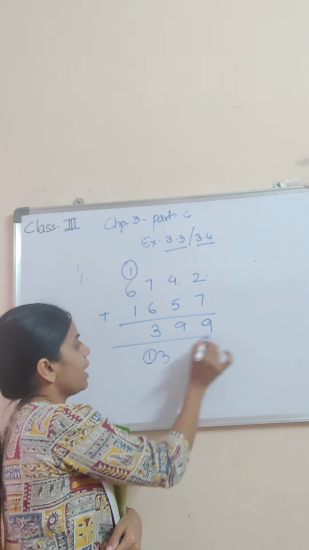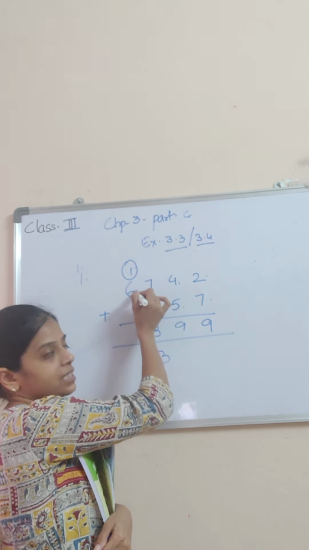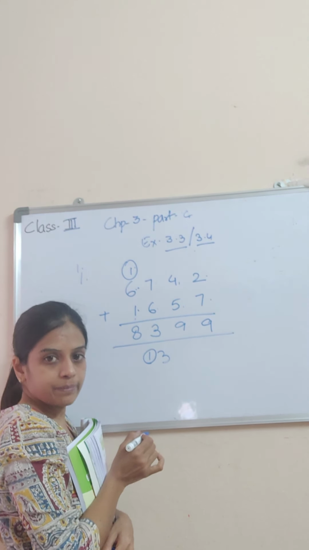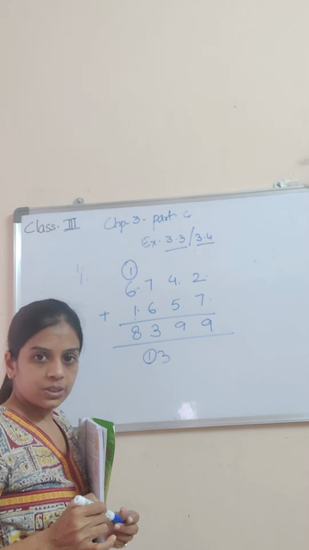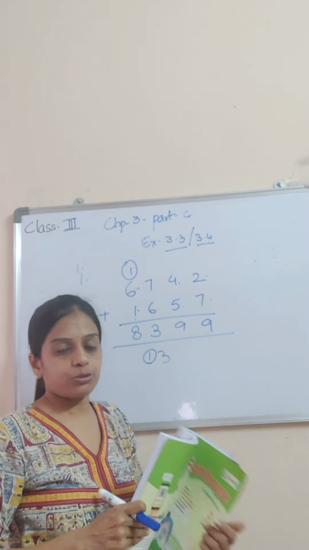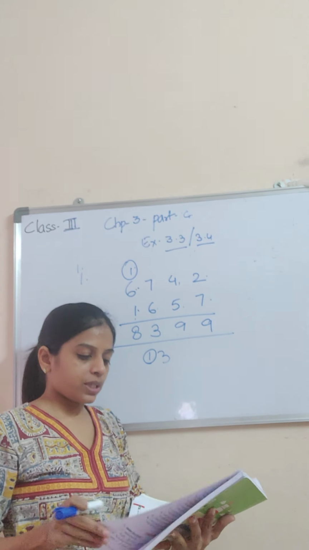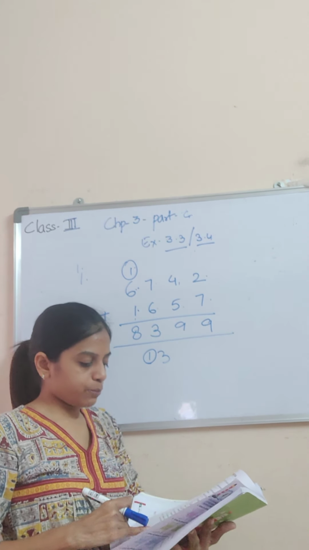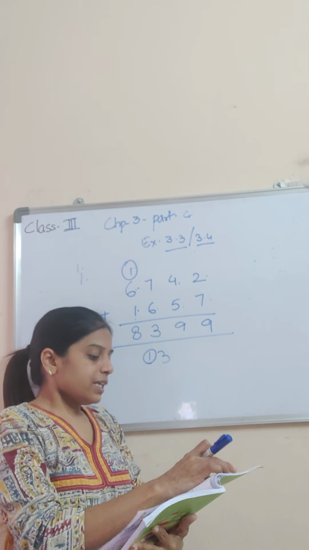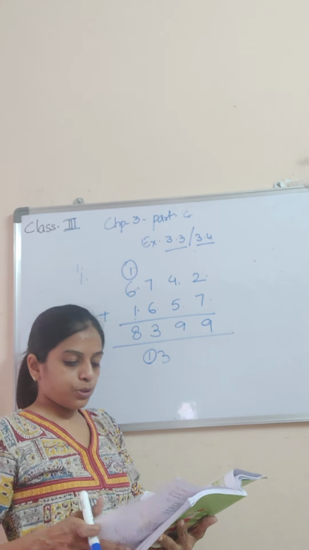Yes? Now, add these numbers. 1 and 6, 7. 7 and 1, 8. So, right here, 8. Okay, children. Please watch the video step by step to know how to do that. Okay? So again, exercise 3.4 also I am going to send you, students. Now, the next bit is exercise 3.5.